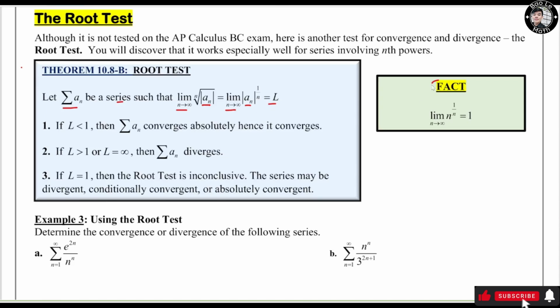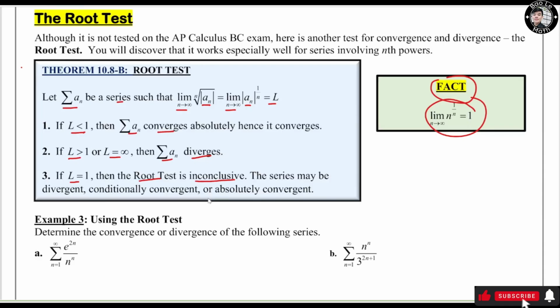Now, we know the fact that the limit of n raised to the 1 over n as n approaches infinity equals 1, right? Now, number 1, if L is less than 1, then the series converges. Number 2, if L is greater than 1 or L equals infinity, the series diverges. Number 3, if L equals 1, the root test is inconclusive. You may use other tests to test for the convergence or divergence of the series.